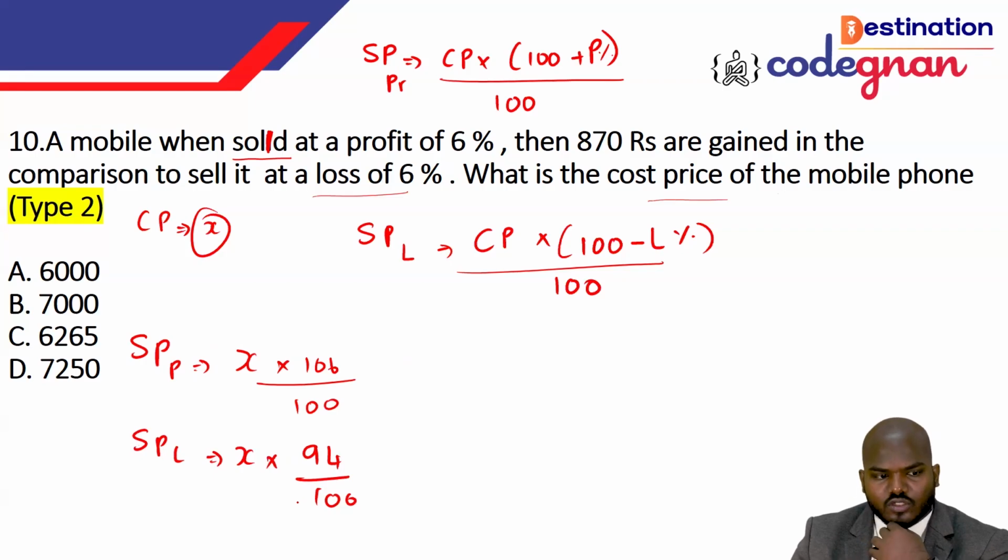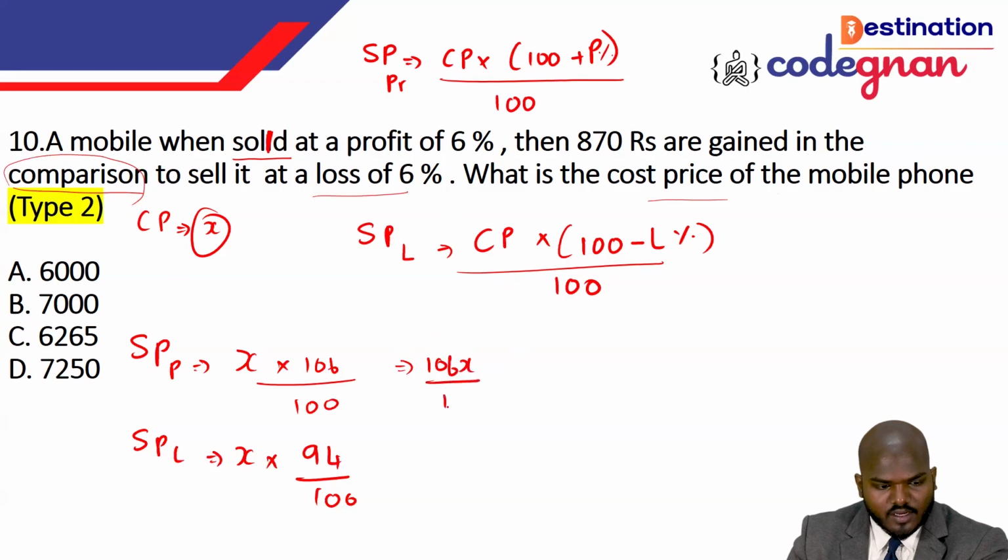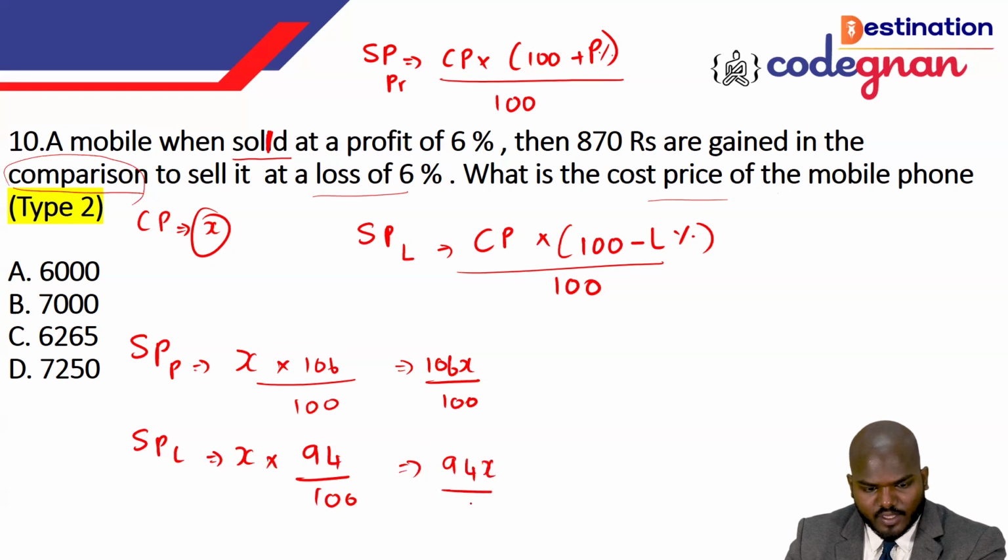So how can we solve this one? They are saying it is a comparison, and if you compare the two, you can get the value. How can we compare this? This is the selling price: at a profit it gives the value 106x by 100, and at a loss it is 94x by 100.